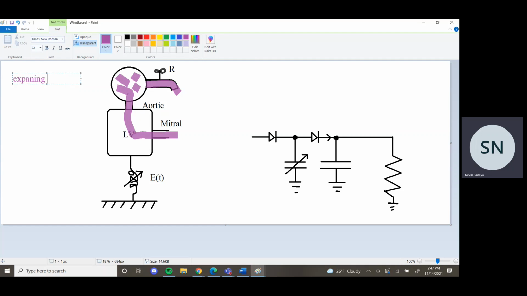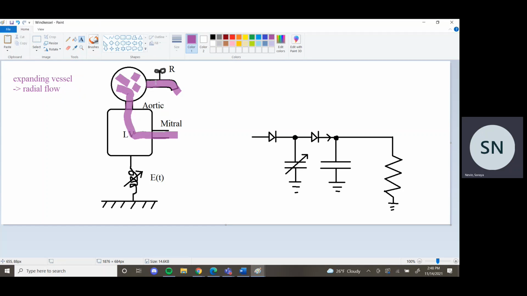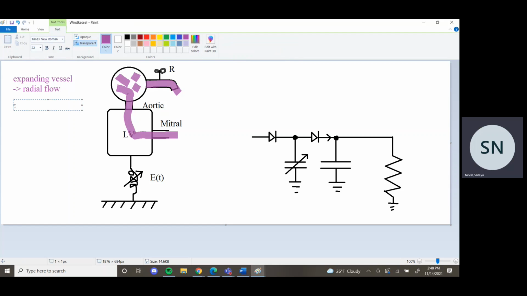Expanding we're going to call radial flow. And then we're going to call this flowing out through resistance axial flow.